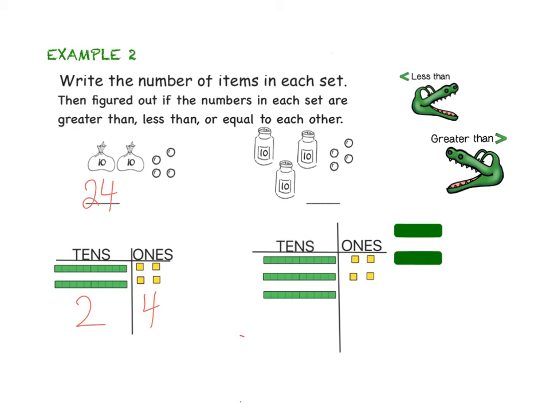Then over to our next set, we have 1 jar of 10, 2 jars of 10, 3 jars of 10. So we're going to come down to our place value chart and fill that in our tens section. We have 1, 2, 3. 3 groups of 10. And then we're going to count our loose ones. 1, 2, 3, and 4. We're going to come down to our place value chart and fill that in. It comes out to the number 34.